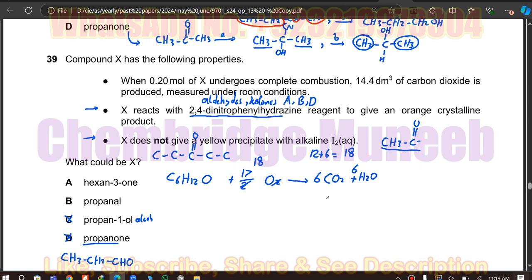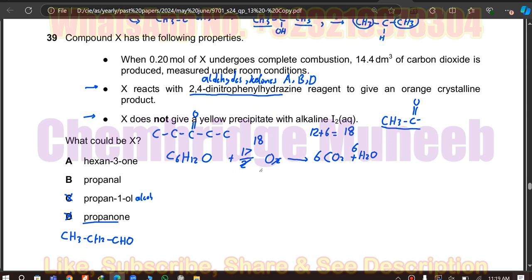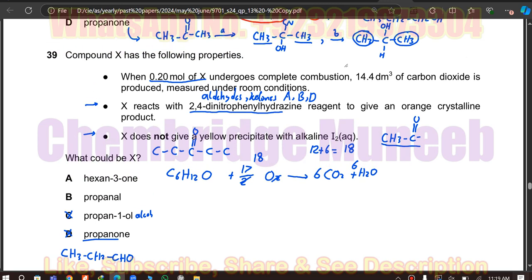So this is the reaction for the combustion of hexanone. Now I will do the calculations. I'm already given the 0.2 mole of the X, so I need to check which of the reactions will give me 14.4 dm cube of the carbon dioxide. For this purpose I need to find the number of moles of carbon dioxide using this stoichiometry equation. So let's do the calculation.